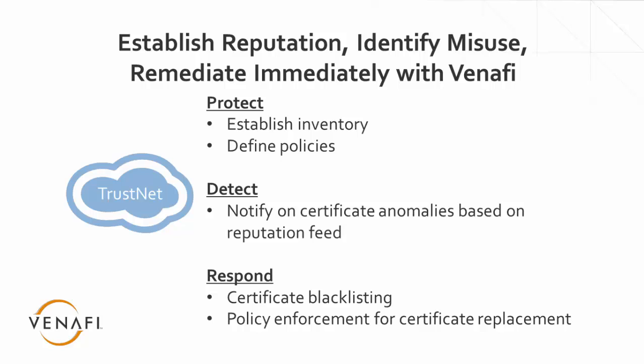So how does Venafi help with this? On the protection side, we establish an inventory. This is both an internal and external inventory. We define policies with our policy engine to make sure that what we find adheres to the corporate standards. On the detection side, we want to notify if we find something that doesn't meet the standards, as well as something based on the reputation feeds. And on the response side, we provide certificate blacklisting, and using the policy engine, of course, we have enforcement to make sure that certificates are replaced and they're replaced properly. Now let's do a demonstration and look at this.